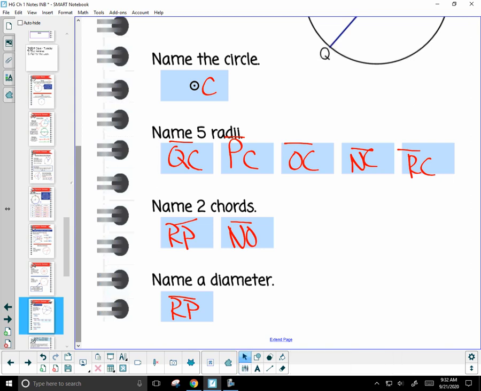Questions on naming the parts? All right, so your homework tonight is actually going to be a worksheet. Okay, so I'll be bringing that around to you in a second here.